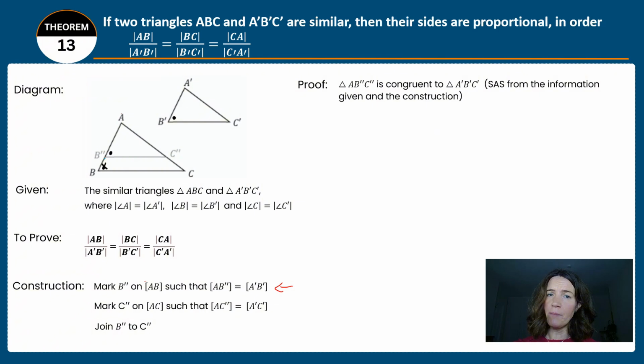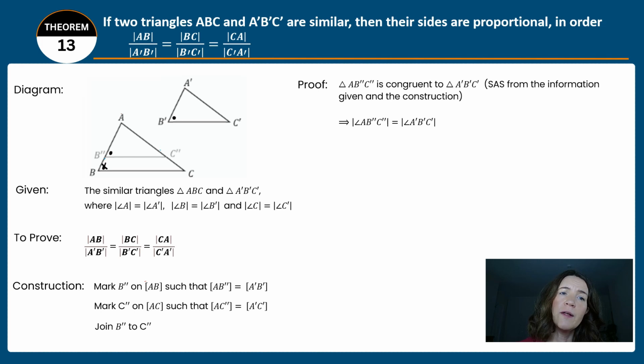Okay, so that's the first step. We have stated that they're congruent. You'll see the notation we're using for triangle, and we've given the reason in the bracket afterwards. You must always give a reason. Remember I said that all of the words on the screen are all important. So side angle side, from the information given and the construction.